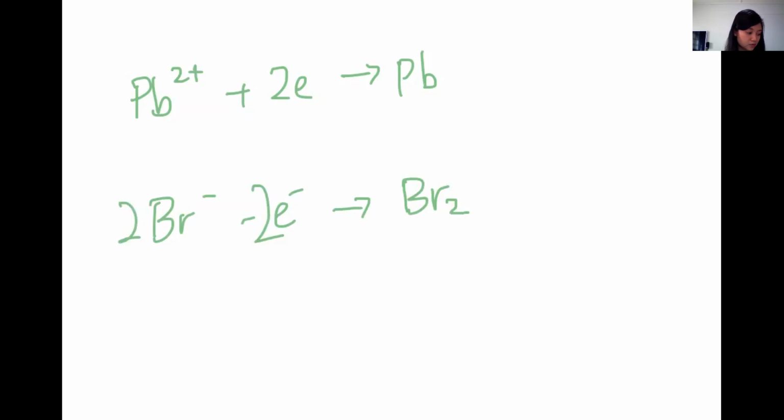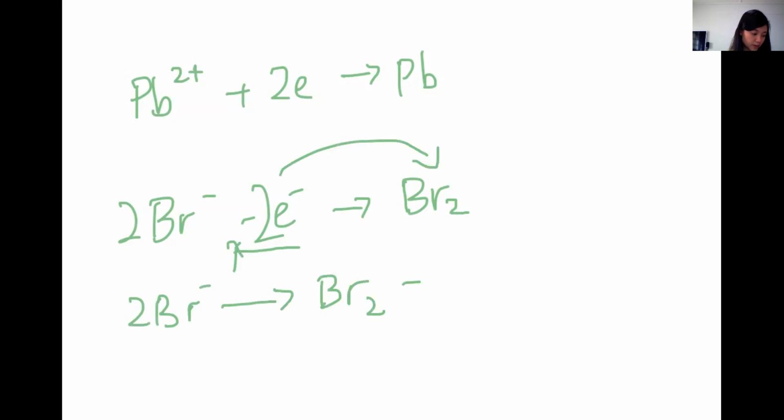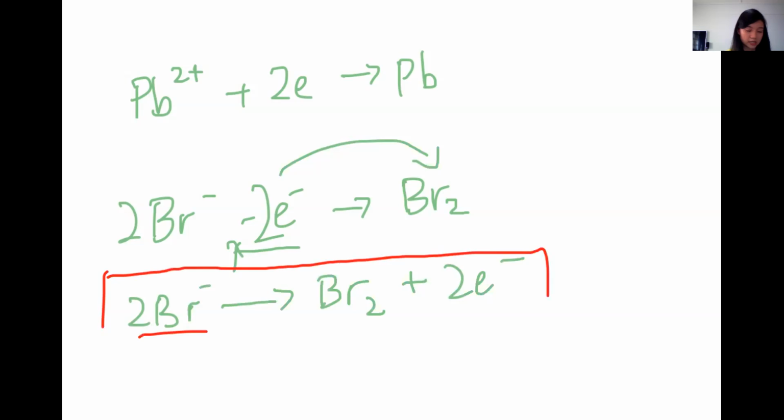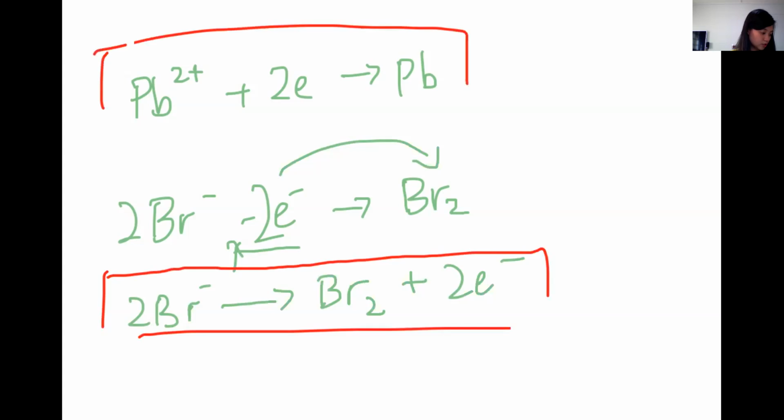But they don't like to see this negative here. So what they do is you still retain this one, then you give the arrow, and this one you just bring over to the other side. So it's Br2 plus 2 electrons. That's why your anode side half equation is like that, and the cathode side half equation is like that. This part can follow.